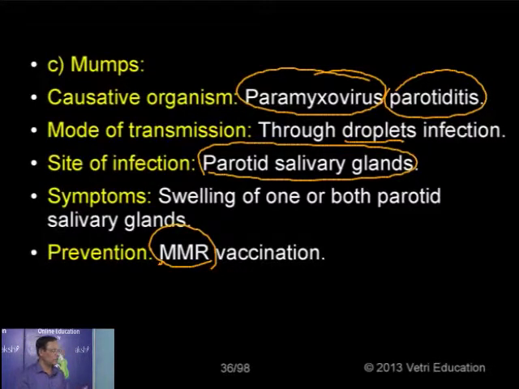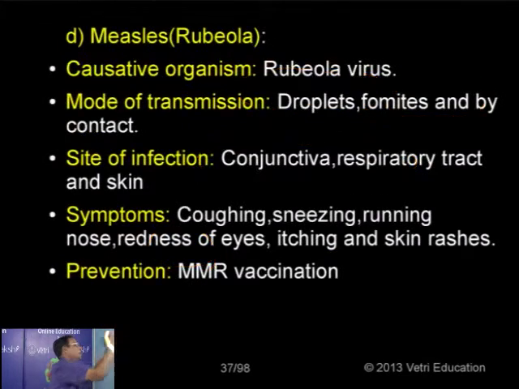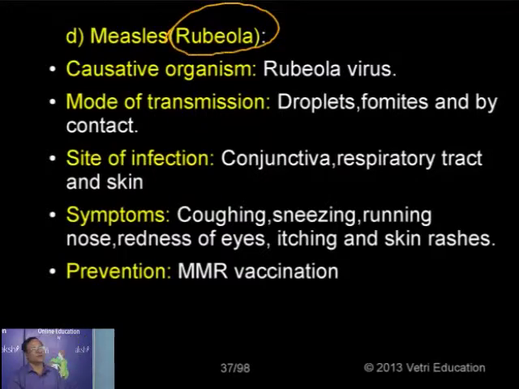Okay, so we have mumps, measles and rubella. I'll tell you more about this. What is rubella? Let's have that later. Now we have the measles. The red rashes that develop are called rubeola. The small red spots developed on the surface of the body because of the viral infection are actually called rubeola, the red rashes. Now what is the causative organism? Simply called the rubeola virus.